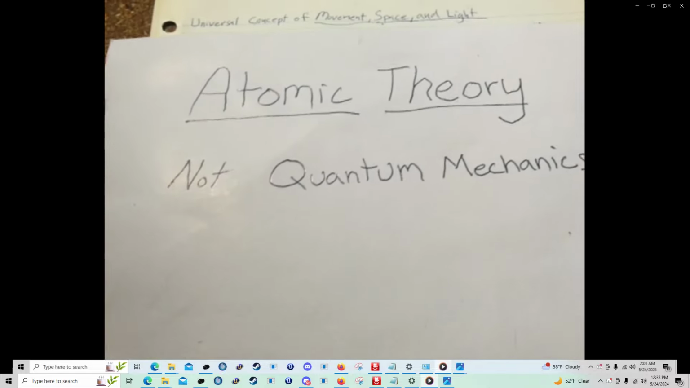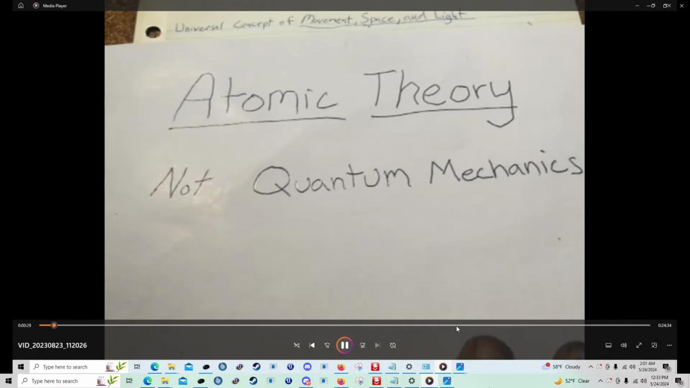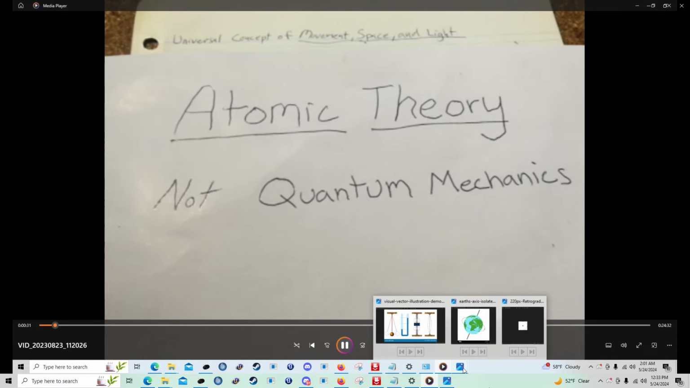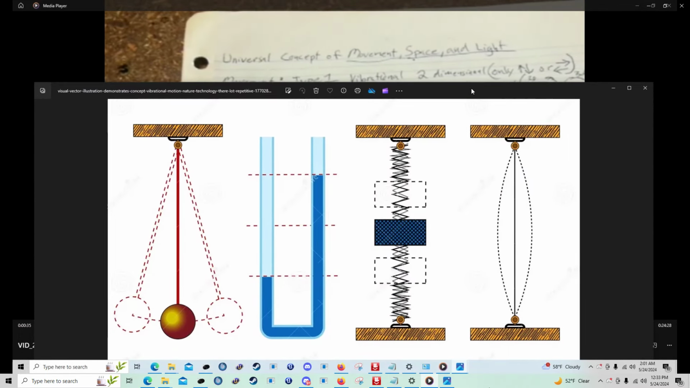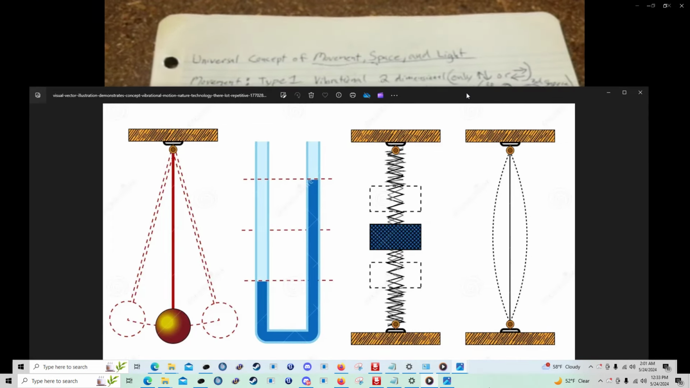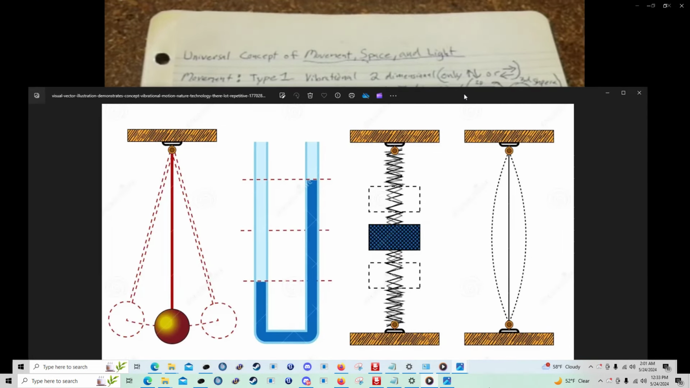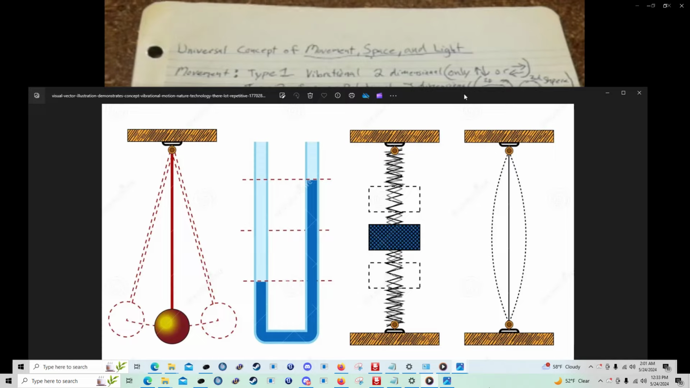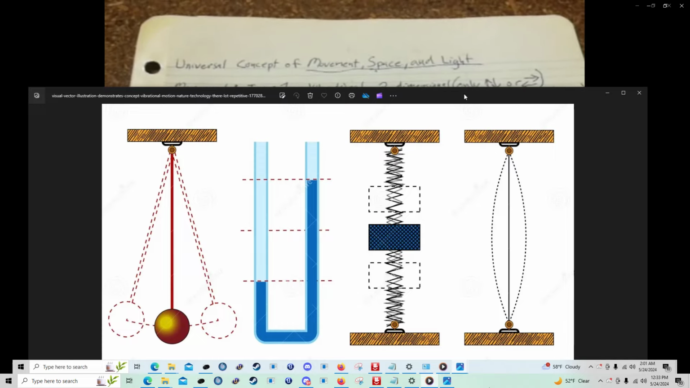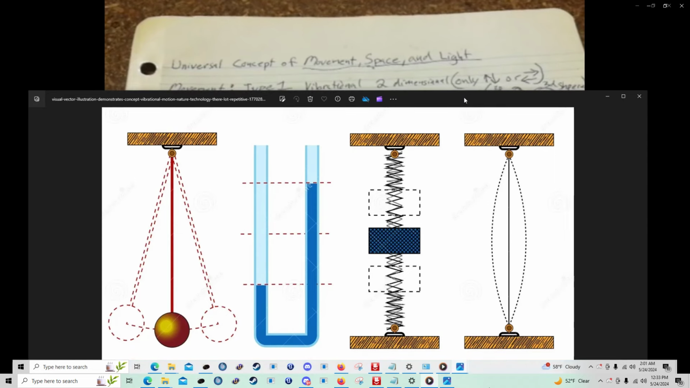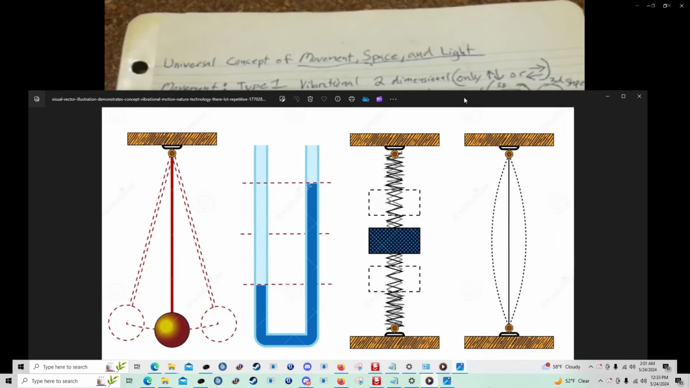So the first thing I want to go over is movement. Nobody's really thought about it in this way, but there's actually different types of movement. There's three different types that I have been able to ponder out, and I have them listed here.